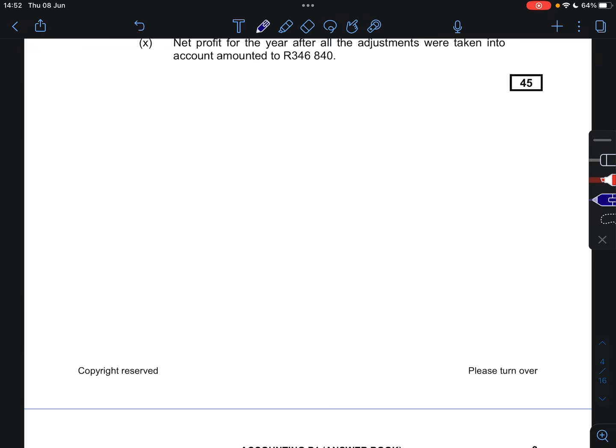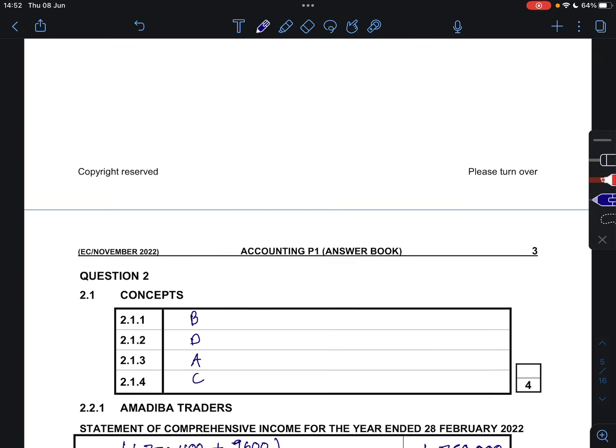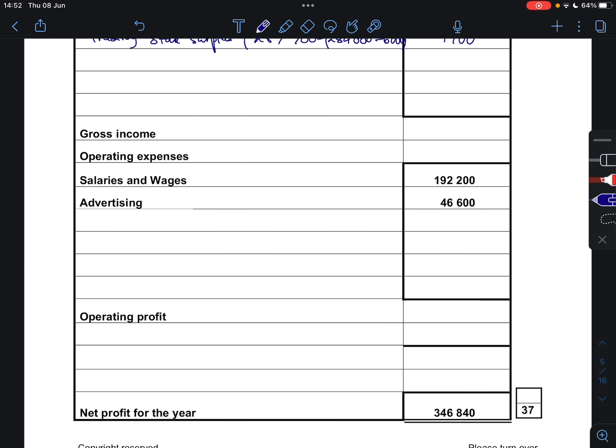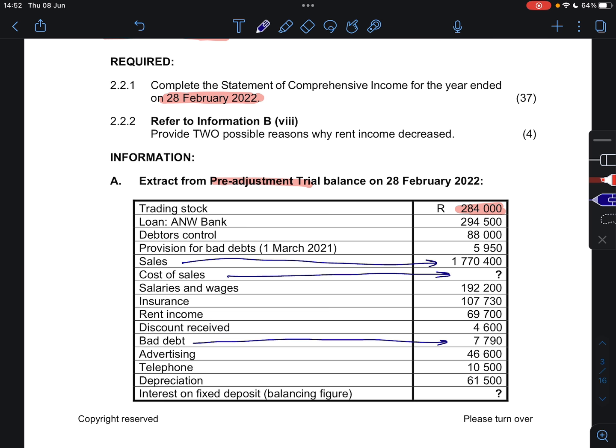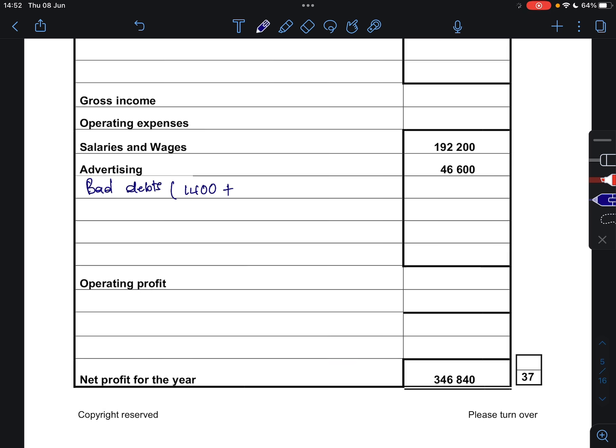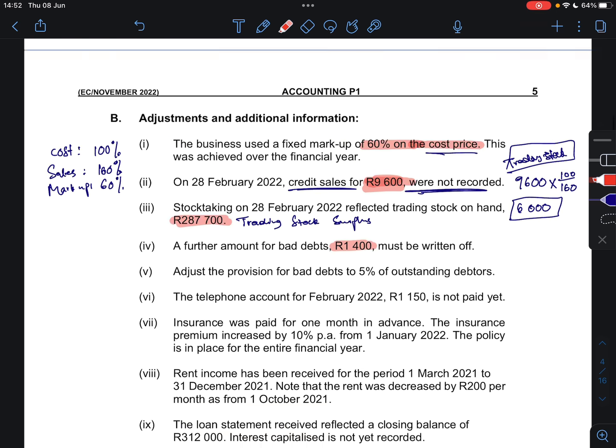Okay, so we are moving to your bad debt. It says 1,400 must further be written off, which means there was another amount that was written off, which is 7,790. Okay, so make sure that you always refer to your pre-adjustment trial balance when you are making adjustments and see if you were given any amounts before. So it's 9,190. Moving to the next adjustment.